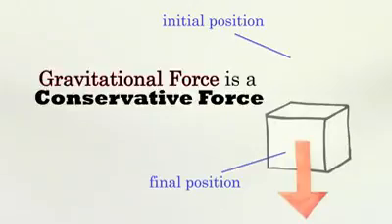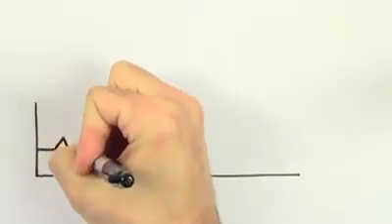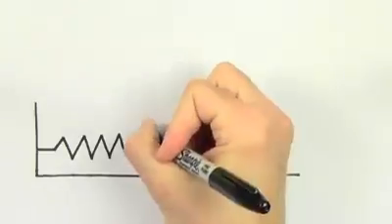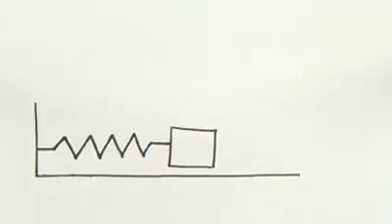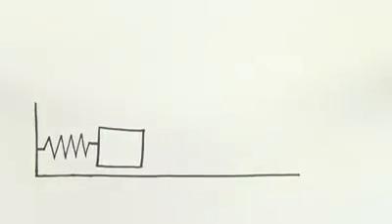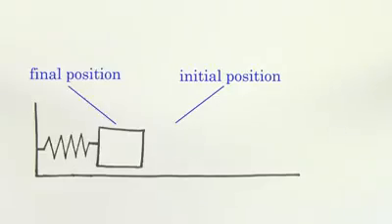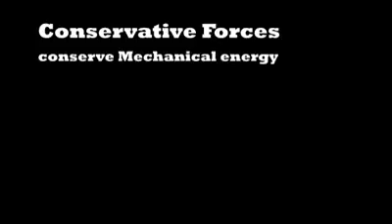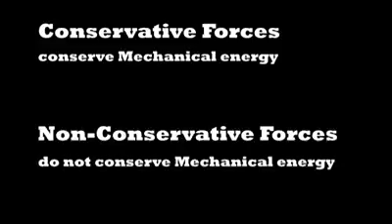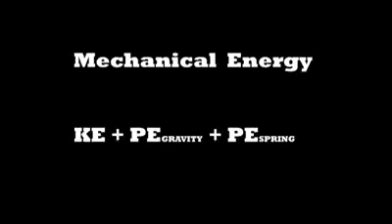The force exerted by a spring is another example of a conservative force. The total work done on a mass by a spring does not depend on the path taken by the mass. It only depends on the initial and final positions of the mass. The term conservative comes from the fact that conservative forces conserve mechanical energy, whereas non-conservative forces do not conserve mechanical energy. Mechanical energy is kinetic energy and potential energy.